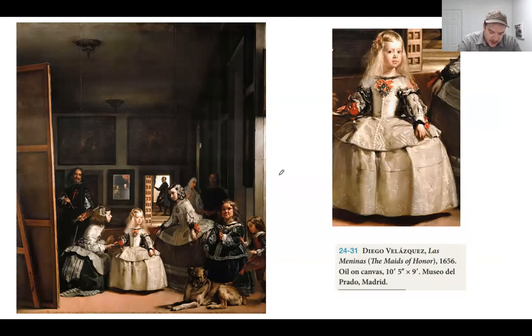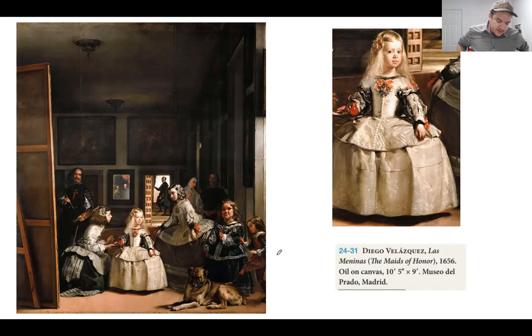He did do a lot of religious paintings. He has this Virgin Mary painting that's amazing. I should have included it now that I'm thinking about it. But he was a court painter for King Philip. We'll show him in a second. But this is Las Meninas.